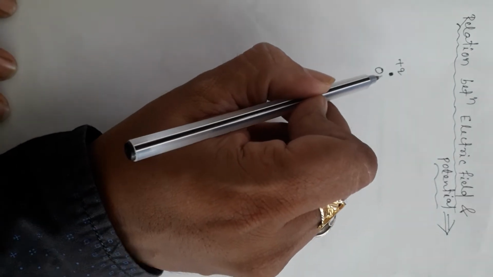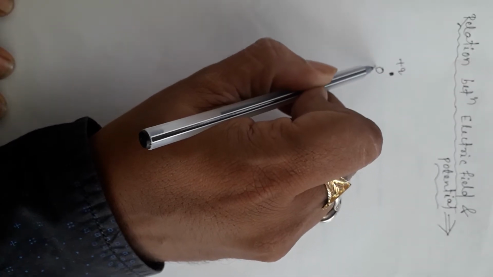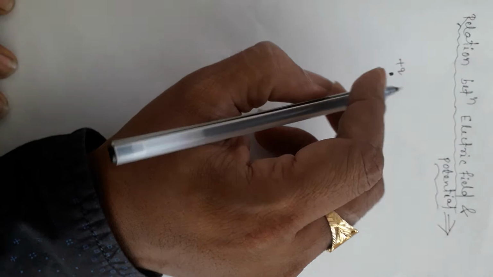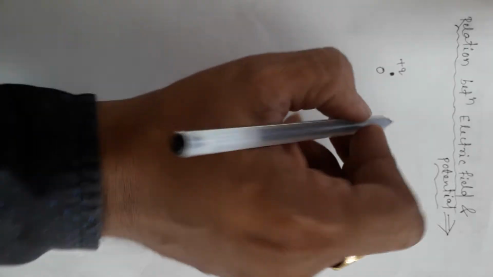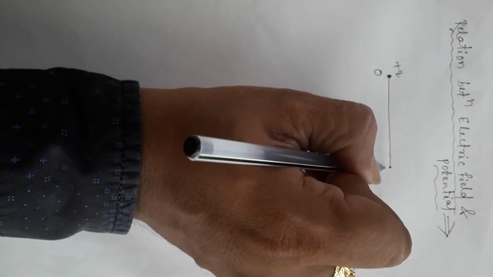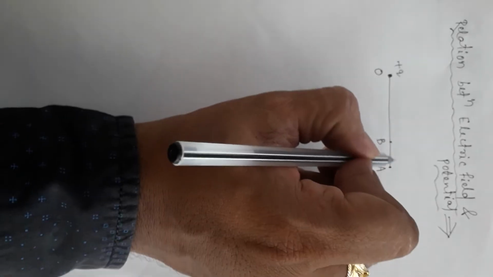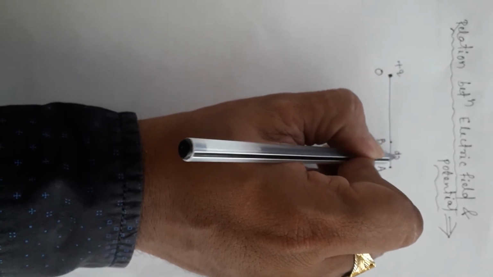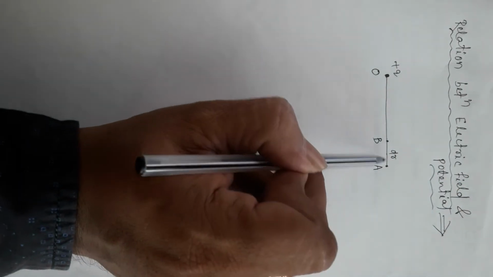Consider an electric field due to this plus Q located at the region O. Let A and B be two adjacent points, here is the point A and here is the point B, separated by a distance dr. Suppose this displacement is dr, and we take a test charge at point A and have to displace that test charge from A to B.